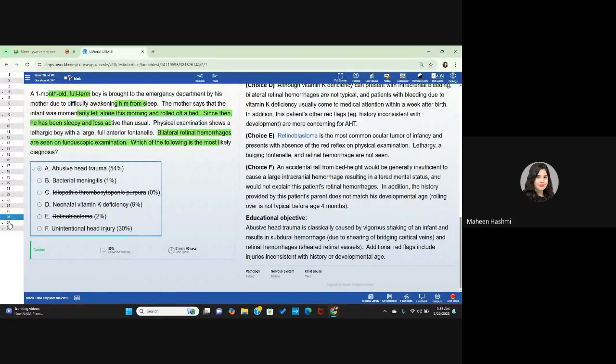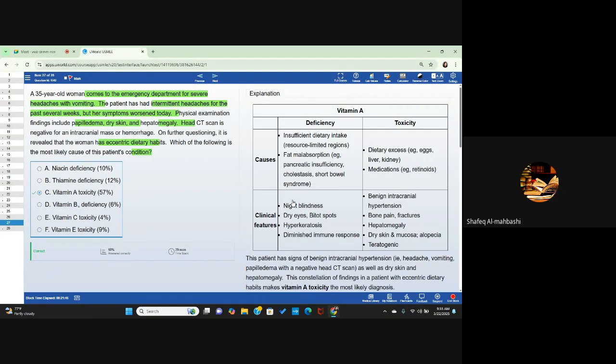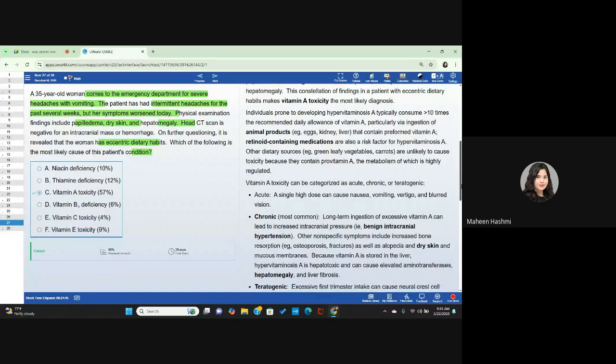All right. Next question. Okay, 35-year-old woman comes to the ED for severe headaches and vomiting. The patient has had intermittent headaches, but her symptoms worsen. Papilledema, dry skin, hepatomegaly. What is this condition called? Come on, guys, very easy. Vitamin A toxicity. Okay. Eccentric dietary habits. All right, patient's condition. What do you think is happening? Vitamin A toxicity? Yes. Yep. Very easy.